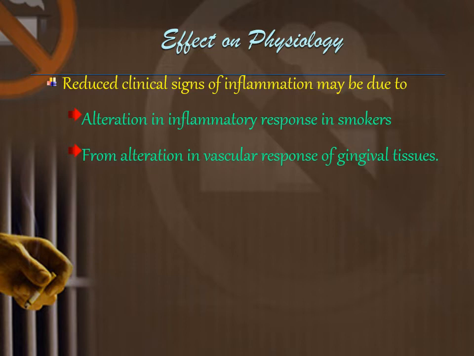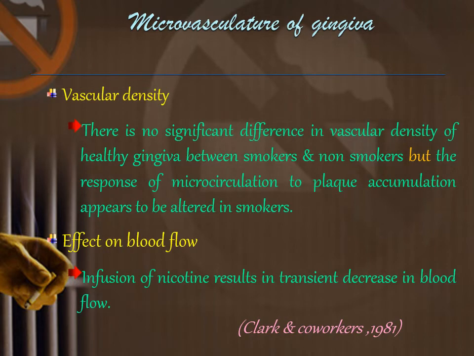Now, effect on physiology. The clinical signs of inflammation may be altered in smokers due to alteration in vascular response of gingival tissue. First we'll see the microvasculature of gingiva. Vascular density. There is no significant difference in vascular density of healthy gingiva between smokers and non-smokers, but the response of microcirculation to plaque accumulation appears to be altered in smokers.